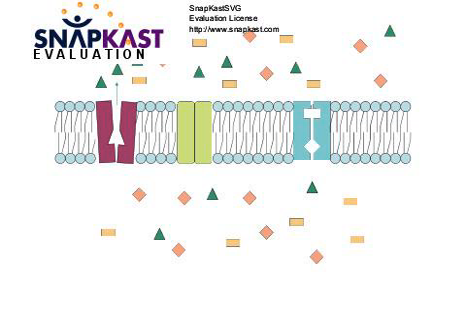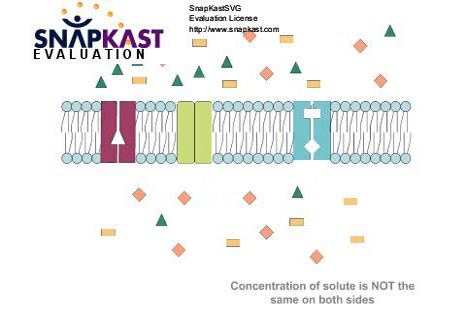As you can see, there are more green triangles outside the cell on the top than there are on the bottom, which is inside the cell. And you're only able to move against the concentration gradient if you're actually using energy to do it. Active transport results in concentrations of solutes that are not the same on both sides of the cell membrane.